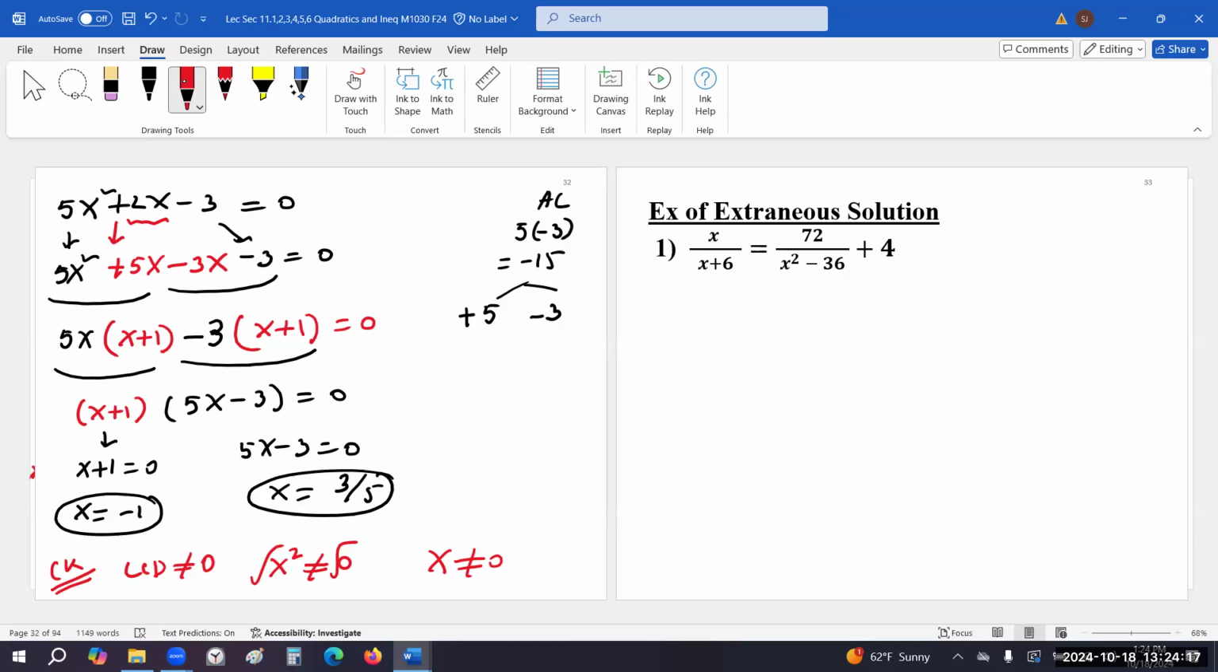What are the factors? 6 times 6 is 36. Can we factor x squared minus 36? The first one is already simplified, we cannot do anything. But this is not simplified. We can factor x squared minus 36 because it's a difference of perfect squares. It's x squared minus 6 squared, right? So we can factor.